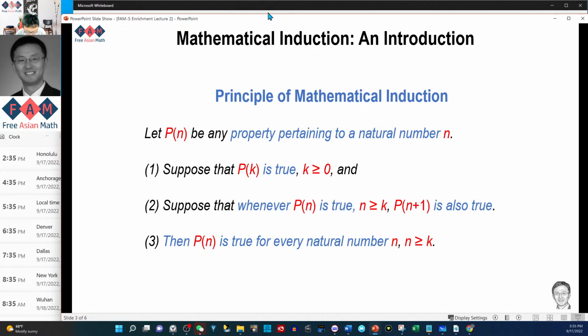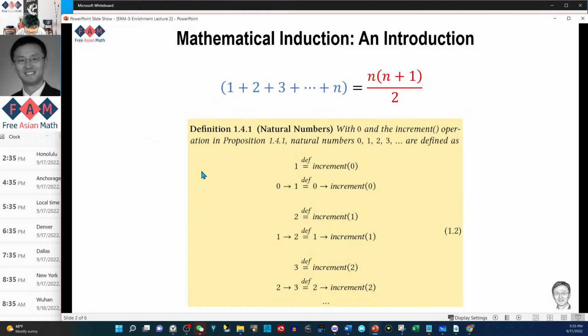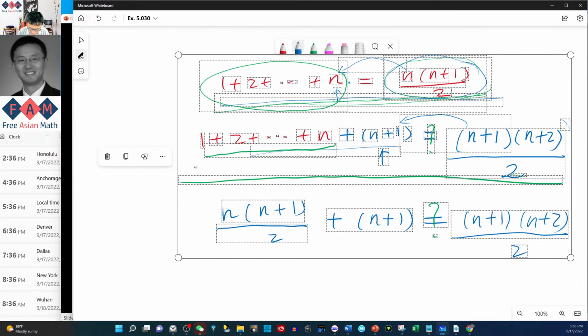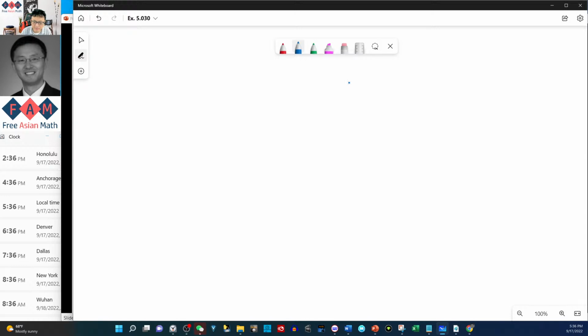And now we have our first example right here. What is this property? With this natural number n, that property is this formula. That's what we are going to prove next. We want to prove by mathematical induction this general formula: 1 plus 2 plus ... plus n equals n times (n plus 1) divided by 2. This very formula itself is the property we just talked about. Does that make sense?